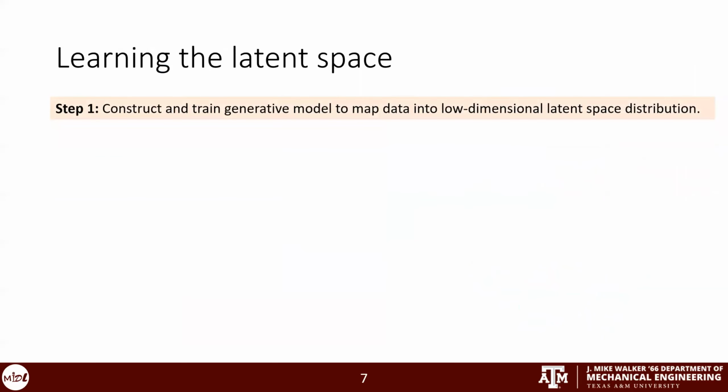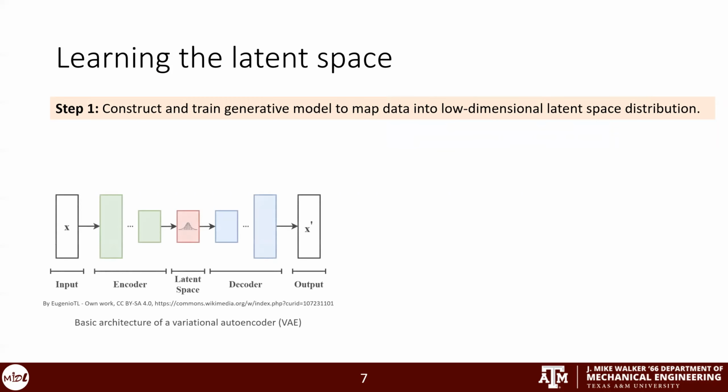The first step in our approach is to construct and train a generative model to map a data set into a low-dimensional latent space distribution. A requirement for the generative model is that it provides us with a bijective mapping between the original data space and the latent space. In our work, we specifically use different types of autoencoders and primarily different variants of variational autoencoders that are also called VAEs.